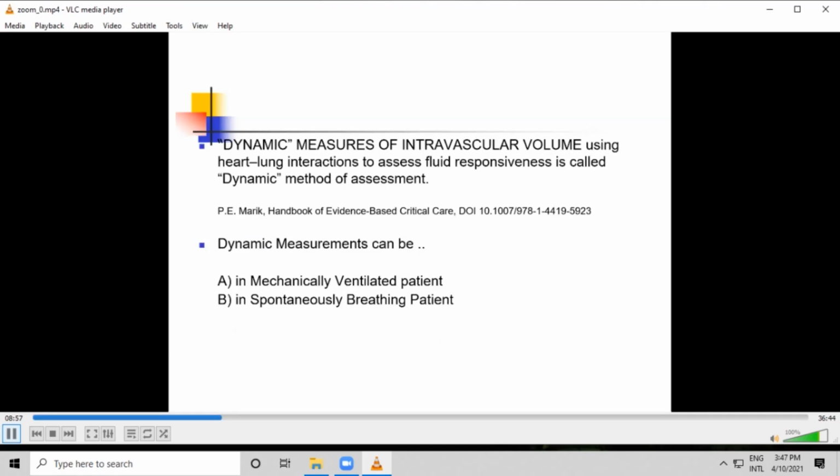Dynamic measures of intravascular volume using heart-lung interactions to assess fluid responsiveness is called the dynamic method of assessment. We will discuss the heart-lung interactions in detail to understand this concept. It can be in a mechanically ventilated patient or it can be in a spontaneously breathing patient. Remember that. One aspect mechanically ventilated and then the other spontaneously breathing patient.